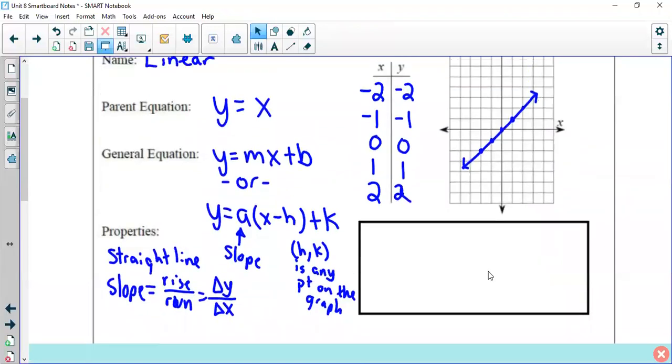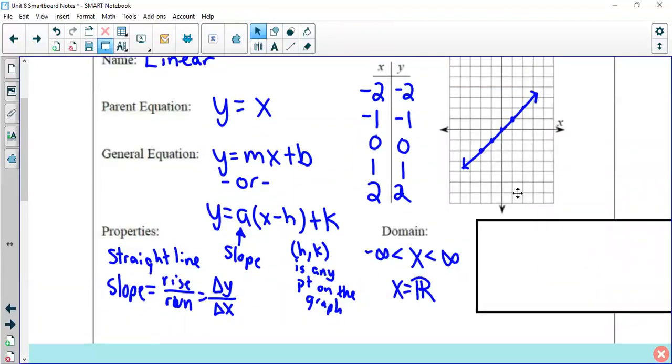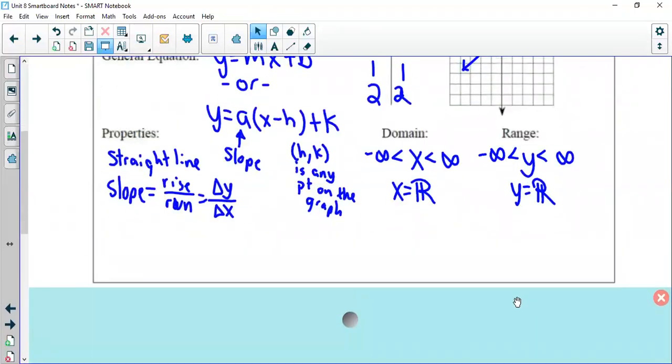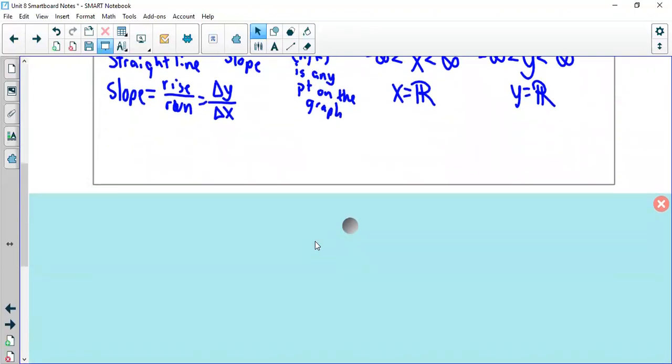All right, our domain and range, don't forget about that. Our domain would be going left till negative infinity and right to positive infinity. So negative infinity is less than x, which is less than infinity. You can also use this fancy R, x equals, that fancy R means all real numbers, just means every single number going from negative infinity to positive infinity. The same thing with our range. It goes down forever and it goes up forever. So negative infinity is less than y is less than infinity. Or we could also say y equals all real numbers, whichever you choose to write. And then all these graphs will have a special point. In this case, the h, k is any point on the line. All right, so that's our line.